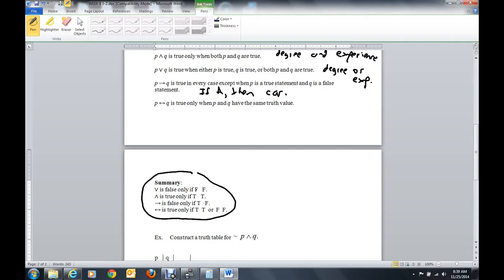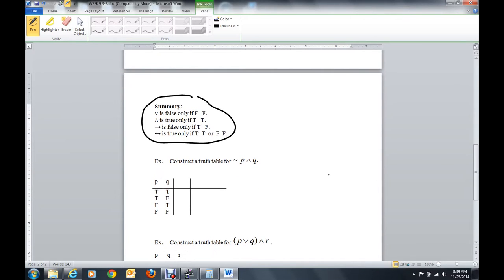Or is false only if both are false. And is true only if both are true. And then the if then is false only if true false. And if and only if is true if both are true or both are false. So we're going to use this information to construct truth tables.